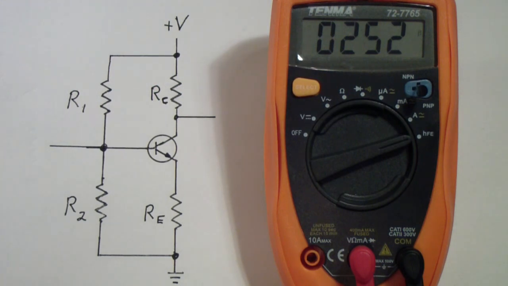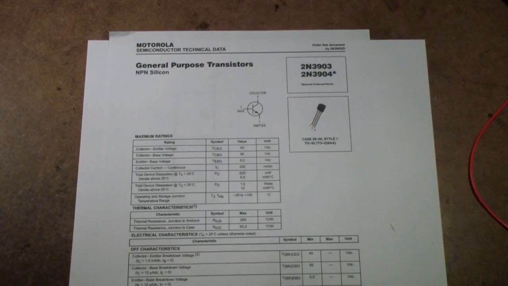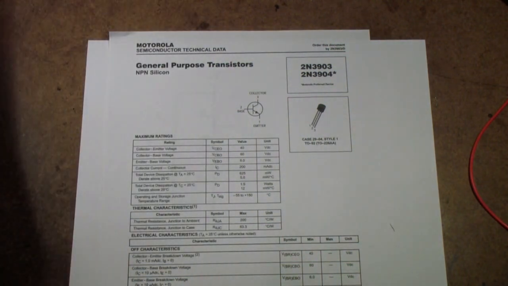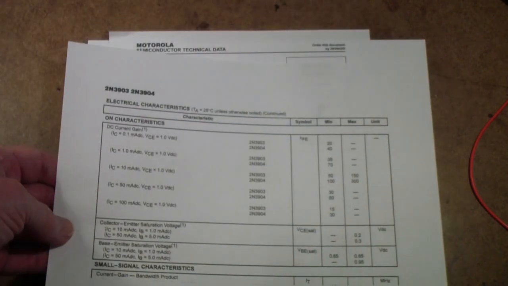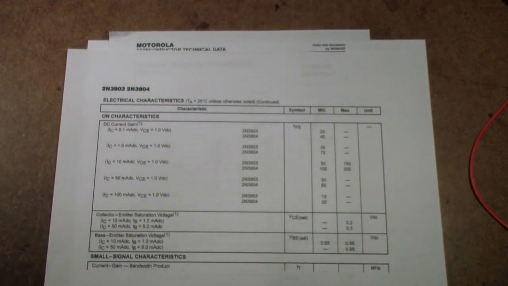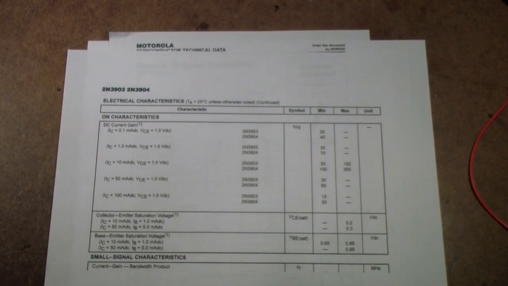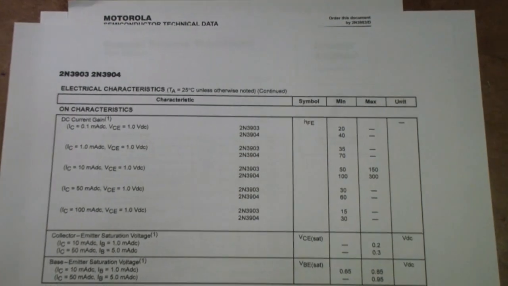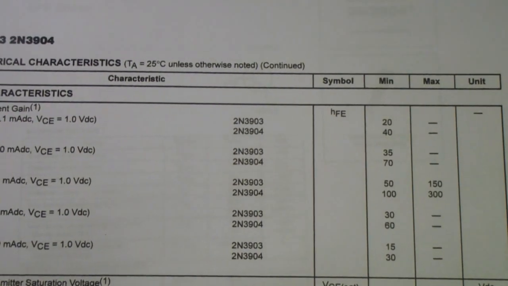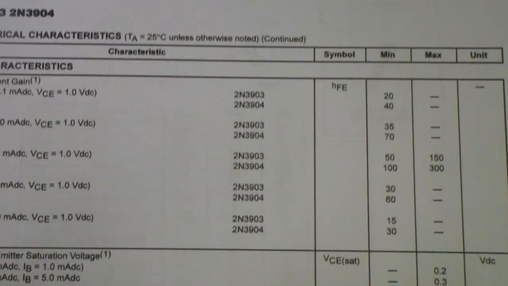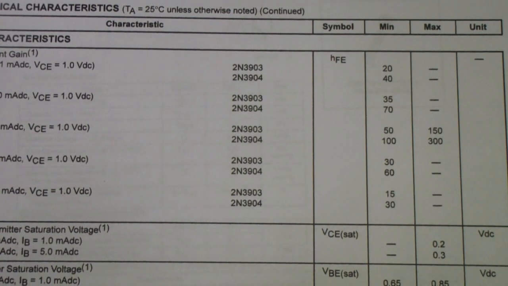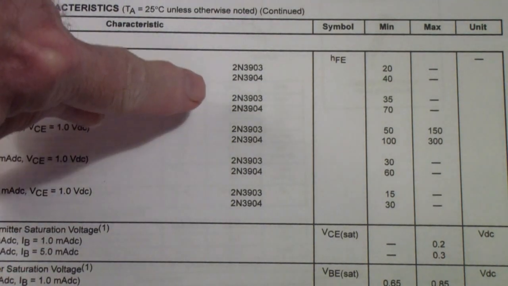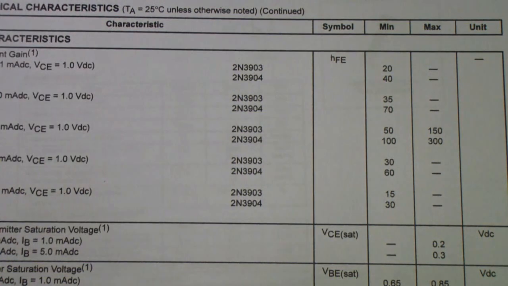So let's look at the spec sheet for the 3904. Here is the data sheet for the 3904, which you can obtain online for free. You can download it. And what I've done is I've printed out a portion of the second page of the data sheet because this is the one that we're going to start with. And what we're interested in is this DC current gain chart. Now you may notice that it's for two different transistors. The top one is the 03 and the bottom one is the 04. We're interested in the 04.